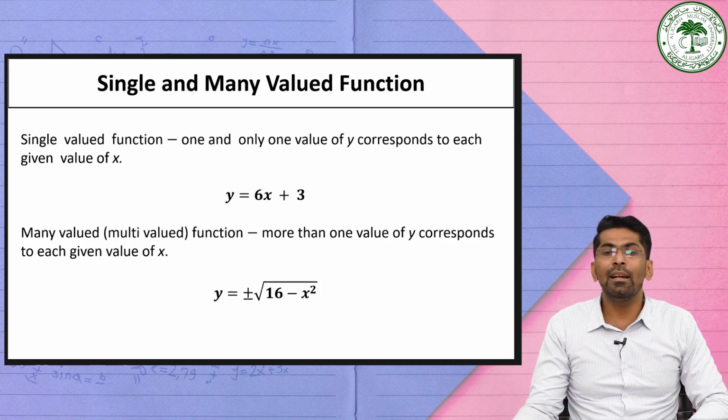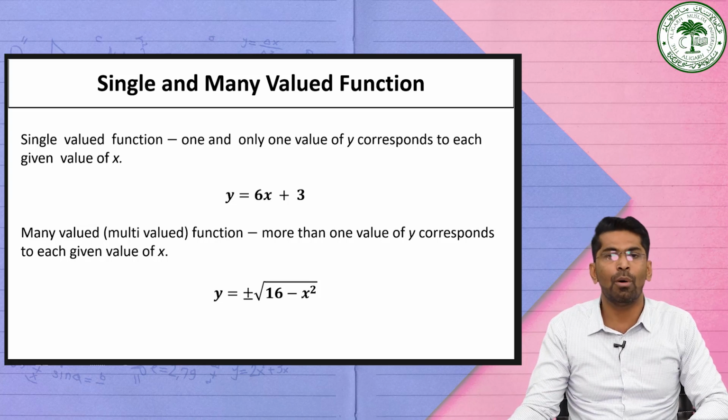Therefore, a single input x can give rise to two possible output values. In this case, y is equal to plus or minus the square root of 16 minus x squared. So such a single input x can give rise to two possible output values of y. If we assume the value of x is 2, then substituting x equal to 2, the value of y will be plus or minus the square root of 12.